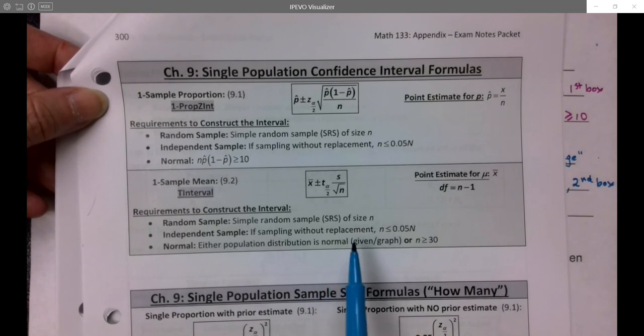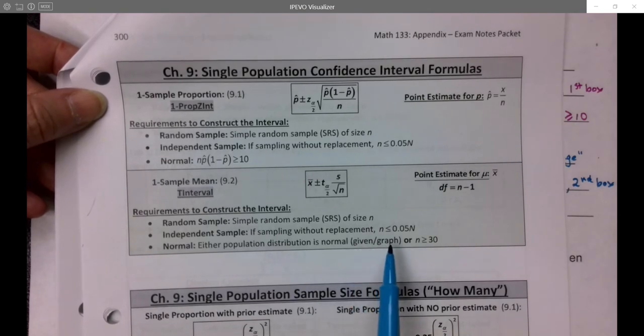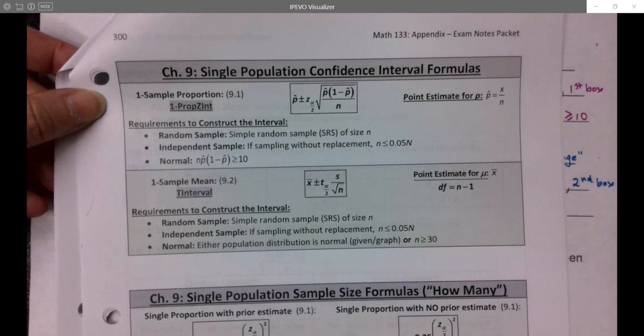So it could just be given to you, and by that, I mean it's written in the problem. I will write it's normally distributed, and then you'll know. Or I could give a histogram or a normal probability plot, some kind of graph. Or n is greater than or equal to 30. So all three of those are options.